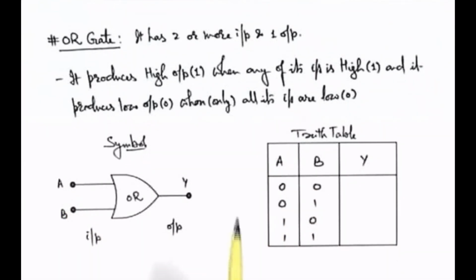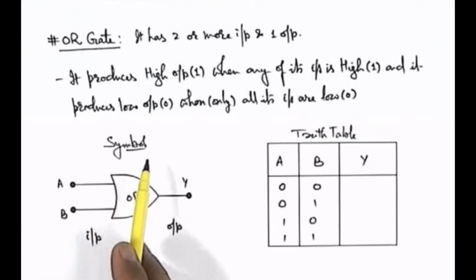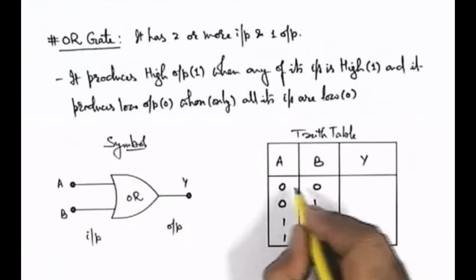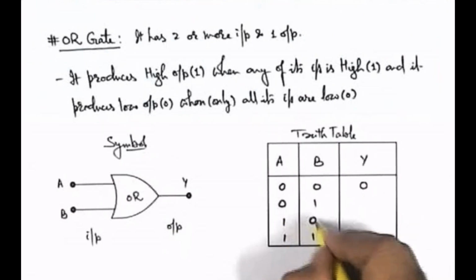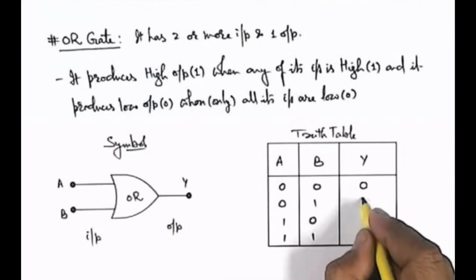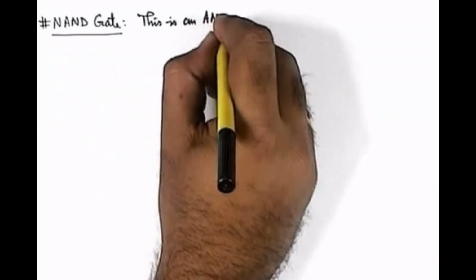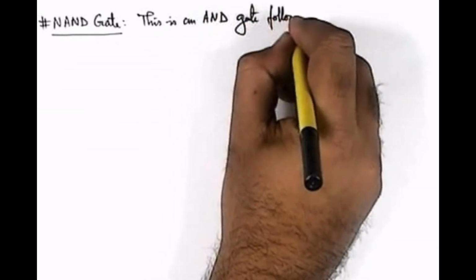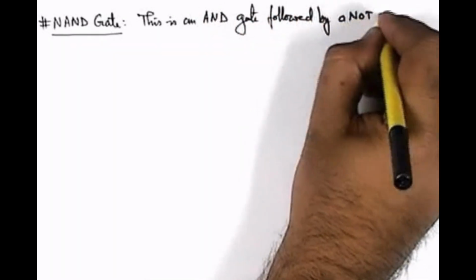So here we can see we have written that if any of the input terminals is high, the output will be high, and if all the input terminals are at low signal voltage, then the output signal will also be at low voltage. So here for the first combination, Y will be low, that is 0, and in all other cases, if any one or both of the input terminals are high, the output terminal will be high. So this will be the truth table, followed by a NAND gate.